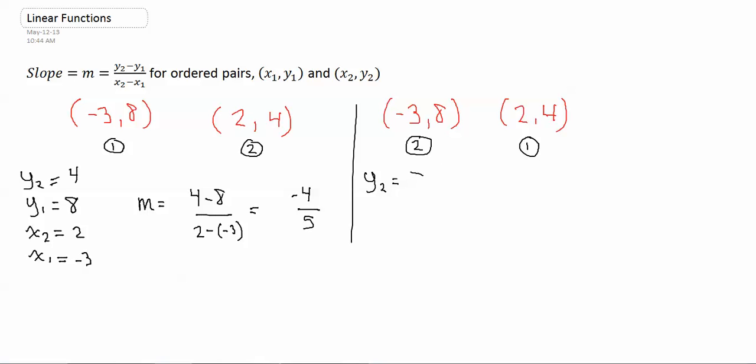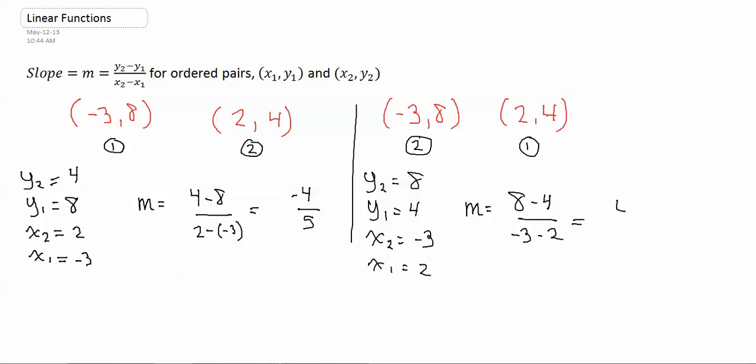So y sub 2 this time is 8. Y sub 1 this time is 4. X sub 2 this time is negative 3. And x sub 1 this time is 2. Substituting this into our equation, we get slope is equal to 8 subtract 4 over negative 3 subtract 2. This gives me 4 over negative 5, which again simplifies to negative 4/5. And there we have it, the slope between 2 points.